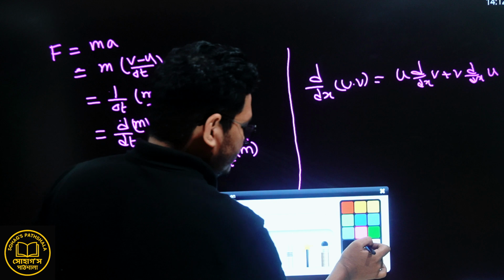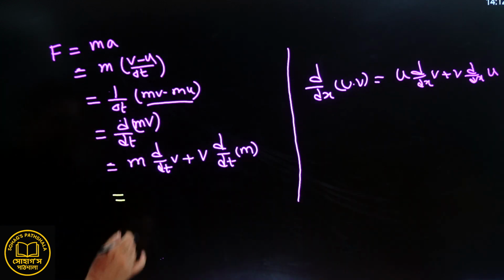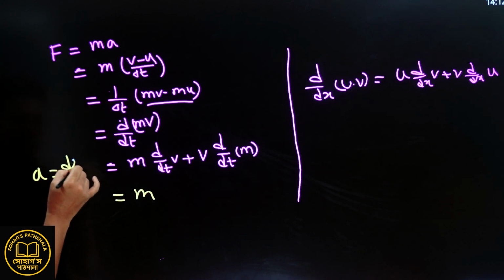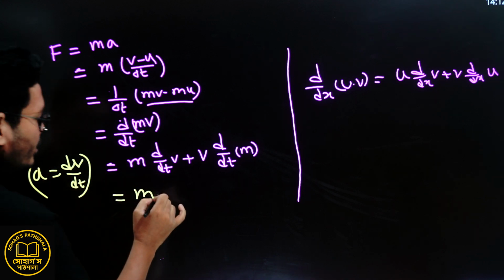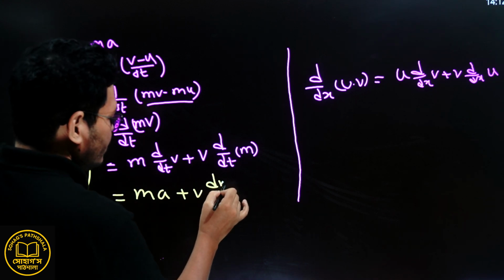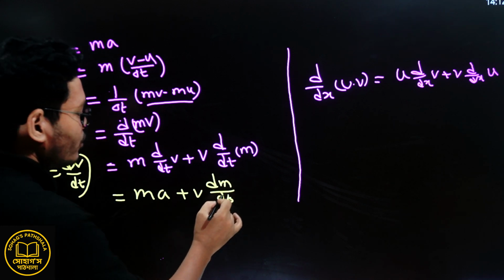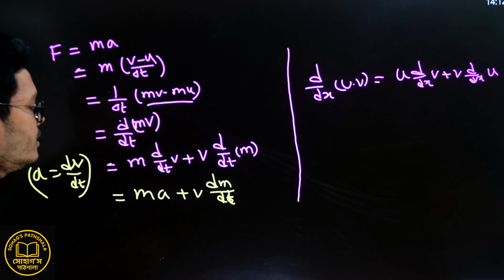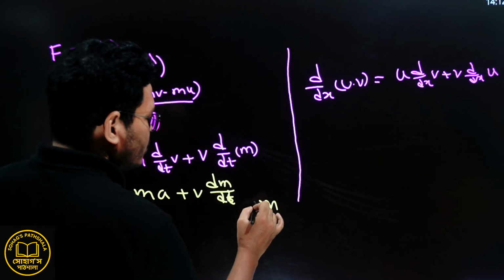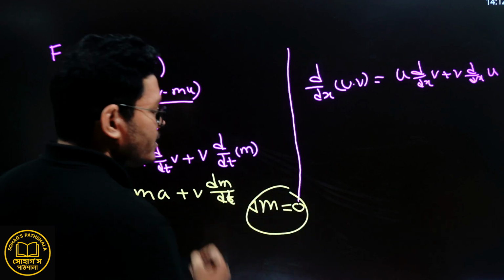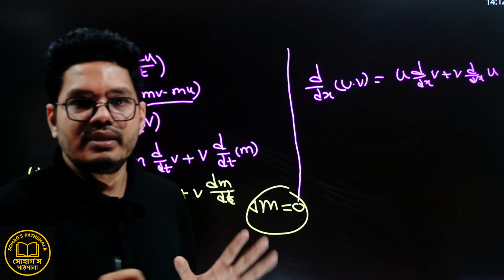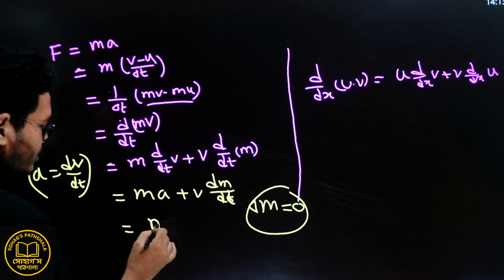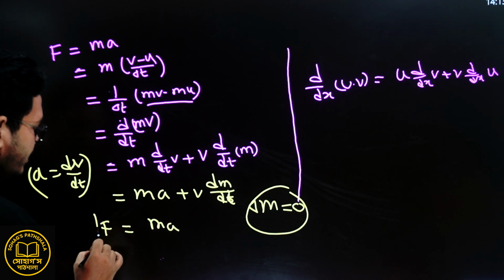So let's see. Here m and dv by dt, we know a equals dv by dt, right? So we can write a here, and for the second term, v dm by dt. Under normal conditions, as we see in our surroundings, the mass does not change. Del m is 0. So that term becomes 0, and ma remains. That is how we find F equals ma under the normal state.